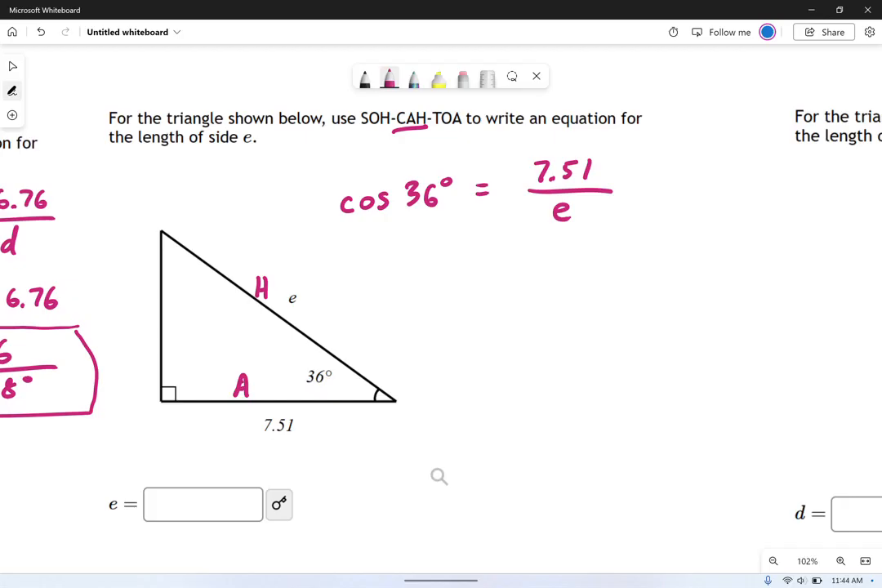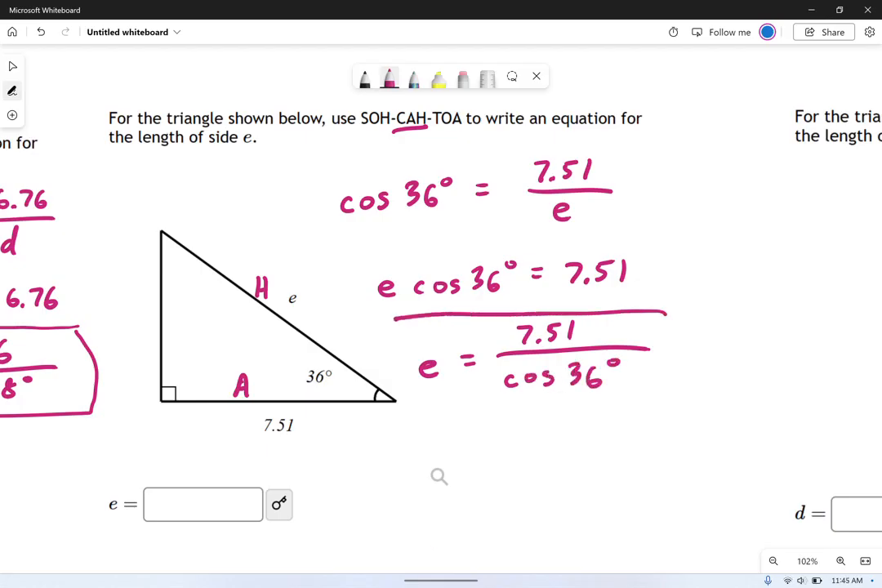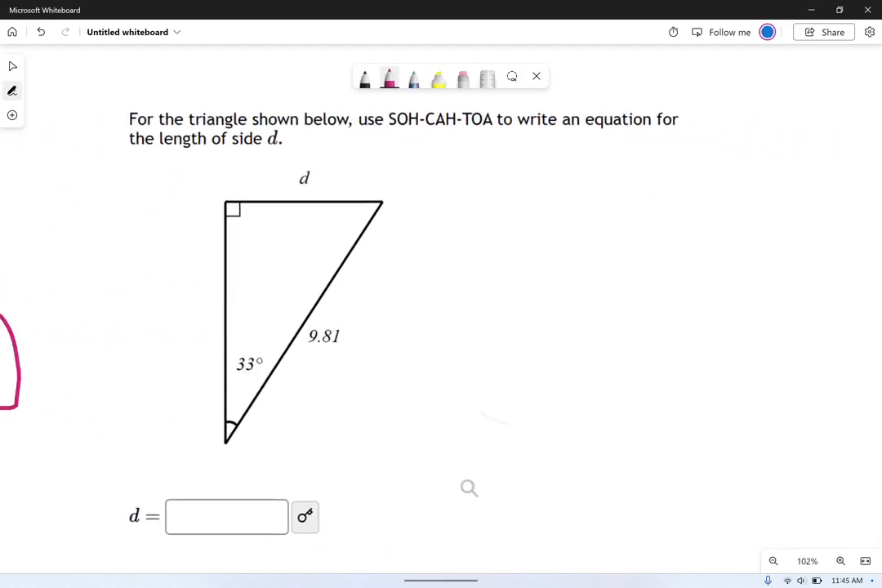So if I want to find E, I multiply both sides by E. I get E cosine 36 degrees equals 7.51. And now I divide both sides by cosine of 36 degrees. Not by cosine itself, but by the whole thing, cosine of 36 degrees. And that is going to be my answer. Okay, last example.